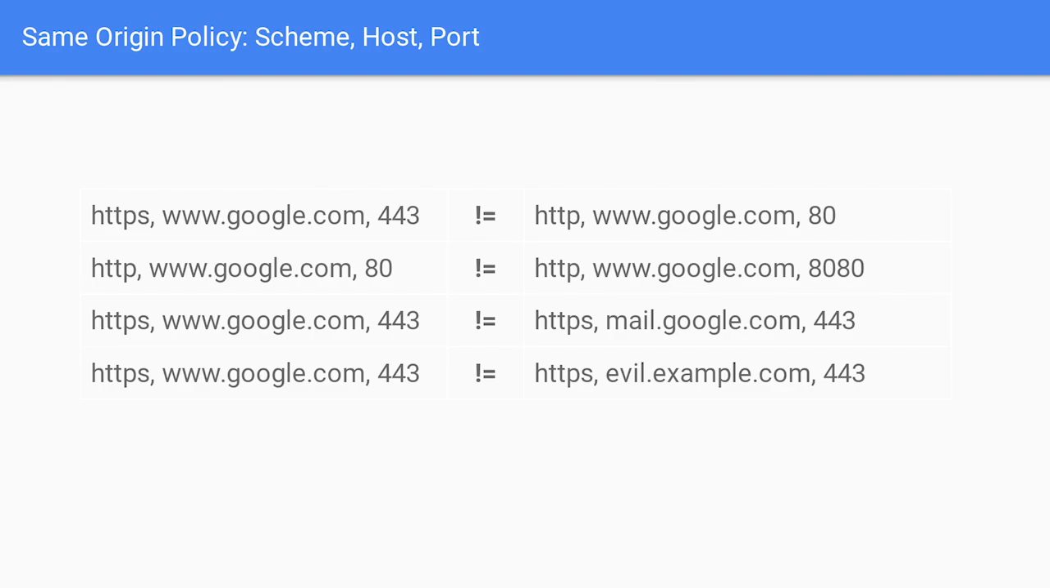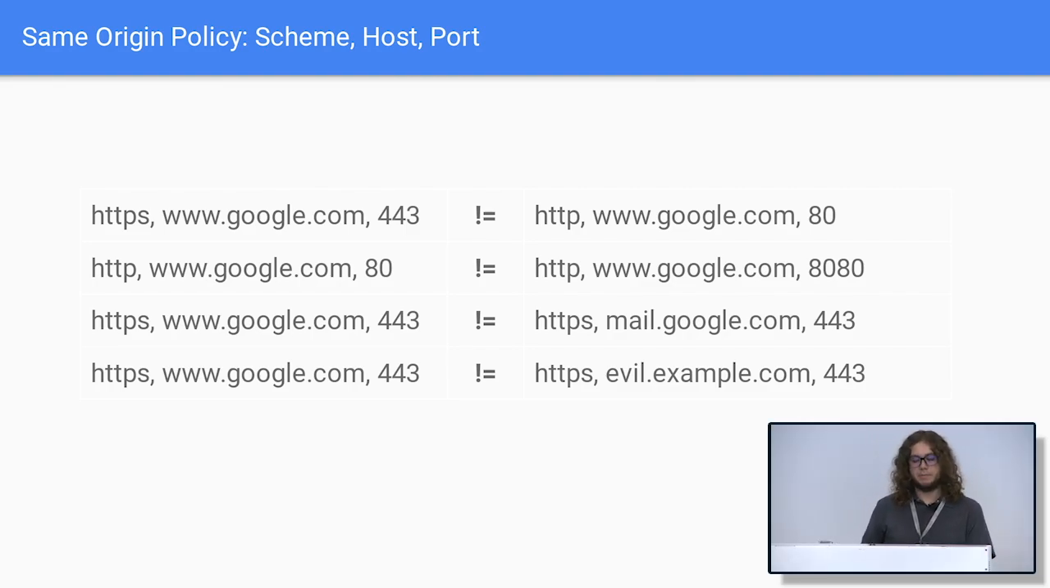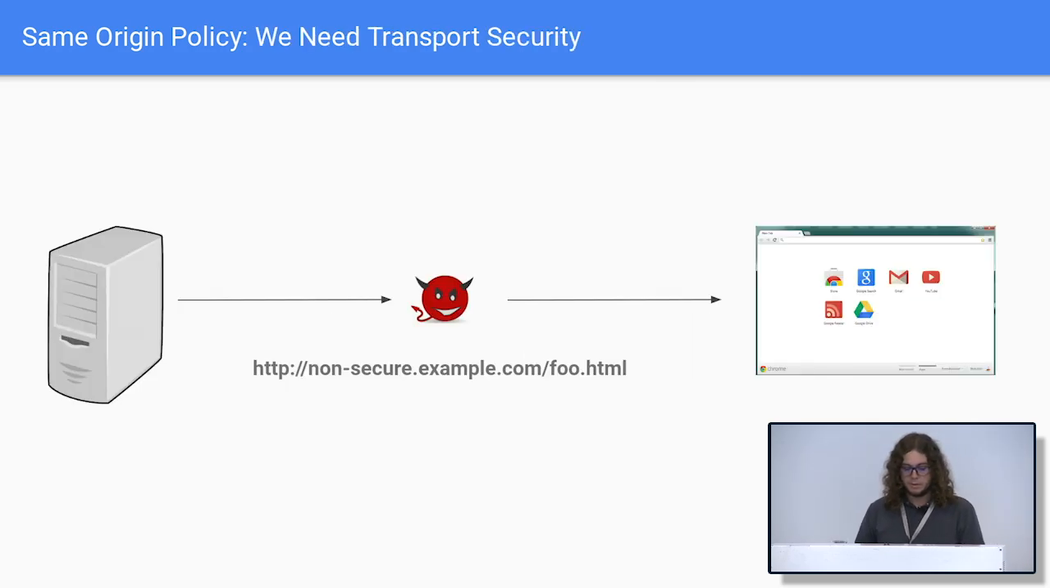Since I mentioned origins, I'll take a bit here to explain what an origin is. An origin is just a combination of the URL scheme, that is HTTP or HTTPS, the host, and the port that it's running on. And unless all of these are equal, we consider two URLs to be different origins. So in the slide, you can see a few origins that look similar. Well, for the first three, they look similar, but are actually treated as completely different origins for security purposes. So none of those will be able to access resources from the other.